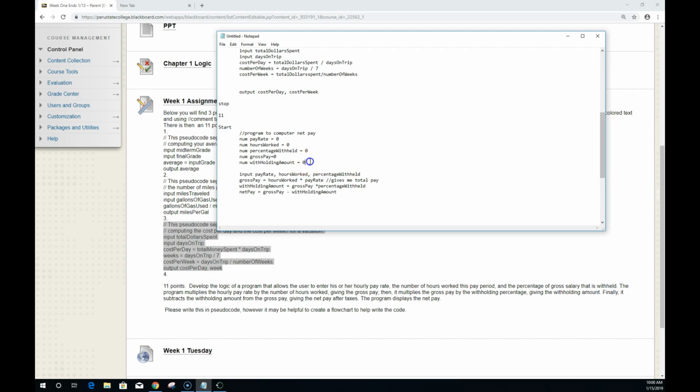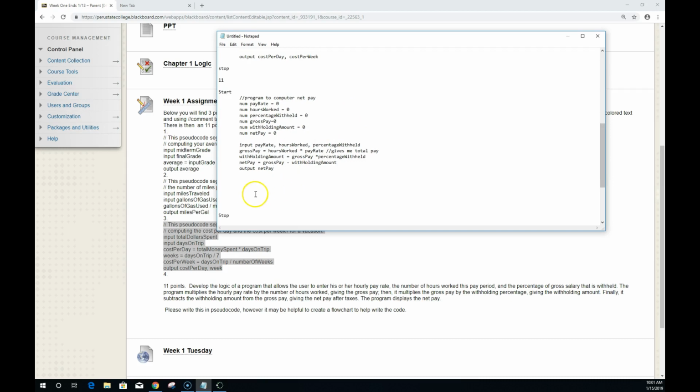And again, because I created a new variable, sometimes it's helpful to sketch these out and write those variables up. And so now we have net pay, and this program says we want to display the net pay. So output net pay. And we've solved the problem.